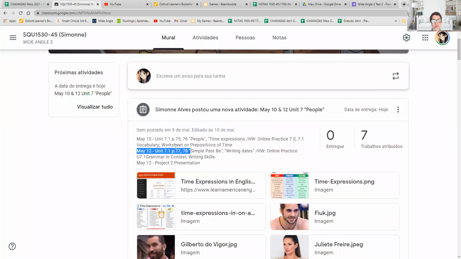Today we have Unit 7.1, pages 77 and 78, and we have the project presentation. So let's see. We should start with the book, and then after that we move on to the project. Okay. So let's go. If you have your books, please open your books to page 78. Let's go there first.